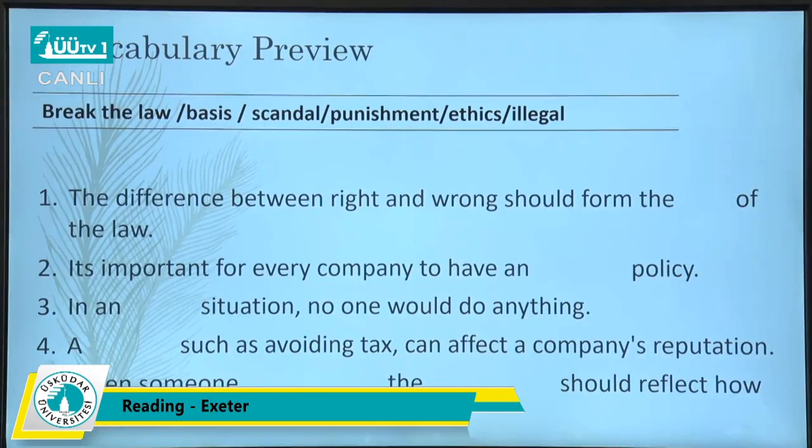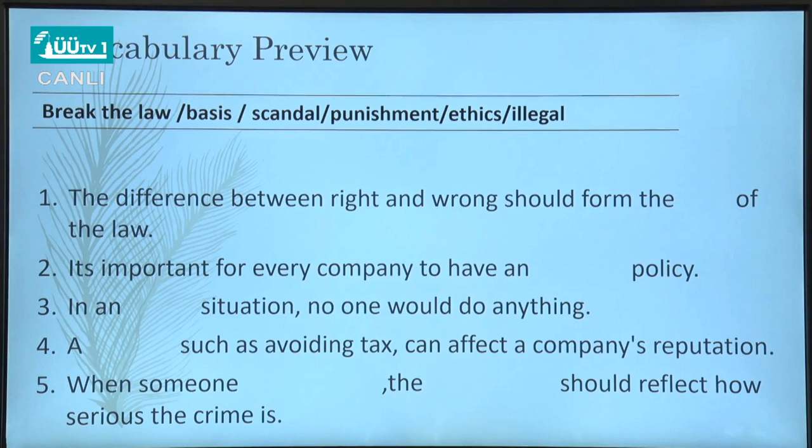First of all, let me try to explain these new words. To break the law means to do something not legal, something not accepted by your society. Like I told you, crimes, stealing, buying, selling drugs, insulting people, having bad behavior, having something not accepted morally, it means breaking the law. What about basis? Basis means a set of rules, a set of principles, a set of regulations that you have to follow in order not to break the law.